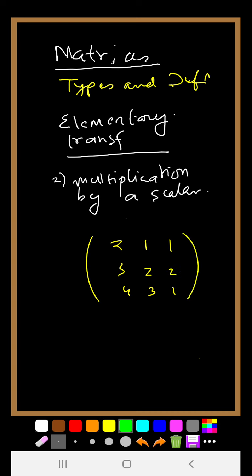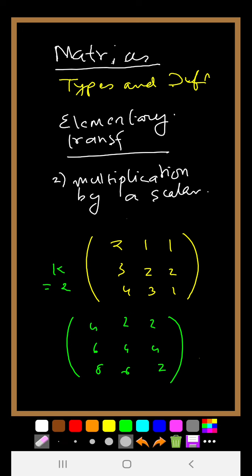And if you're multiplying with the scalar k, say k is equal to 2, every element will get multiplied by 2. So it will be 4, 6, 8, 2, 4, 6, 2, 4, 2. This is called scalar multiplication.